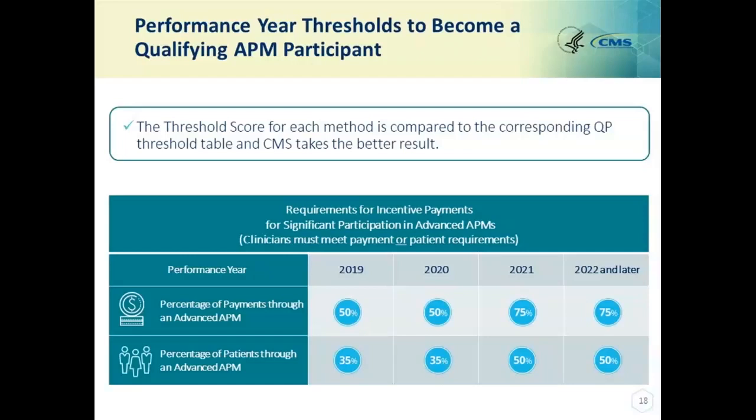The other way to get QP status is looking at patient count. Now, this is an or statement, so you don't have to have payment and patient. You just need to meet one or the other. For 2019, the percentage of patients through the advanced APM that you must be seeing is 35%. And then the numbers progress to get you to a point that we are then focusing on advanced APMs as we move this policy forward. Next slide, please.